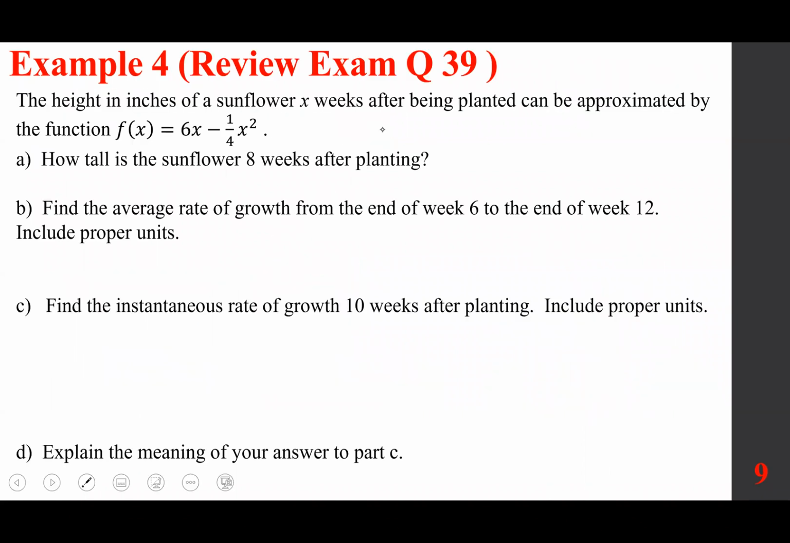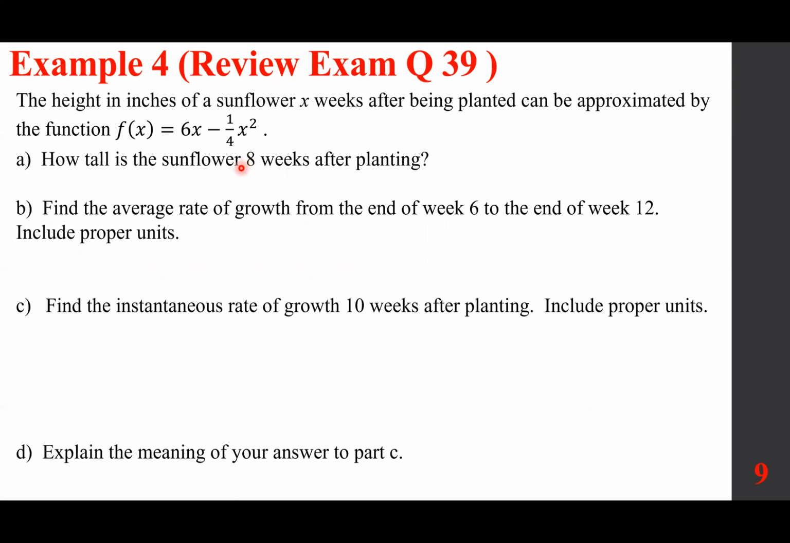We want to look at this example. The height in inches of a sunflower x weeks after being planted can be approximated by the function. How tall is the sunflower 8 weeks after planting? Again, you have all of these questions and so forth, so we just want to go over the solution. I hope you realize what happens here.